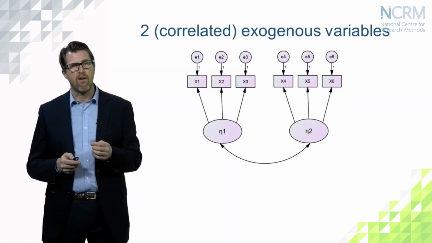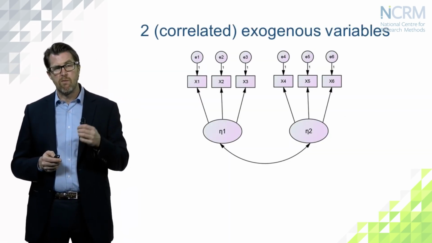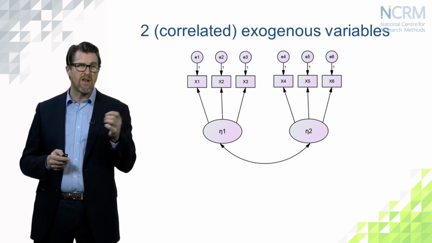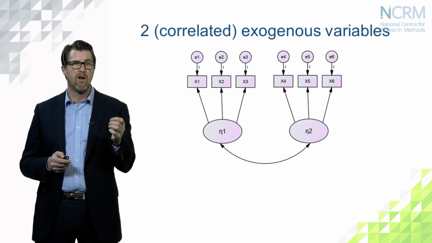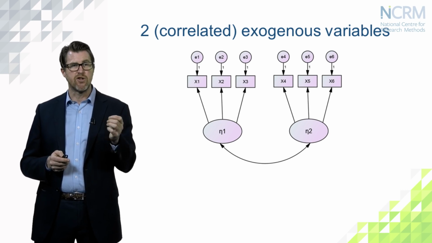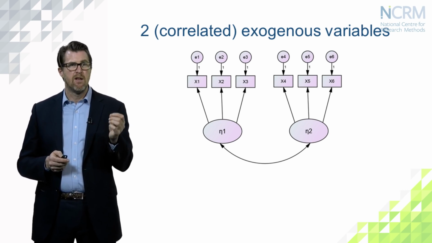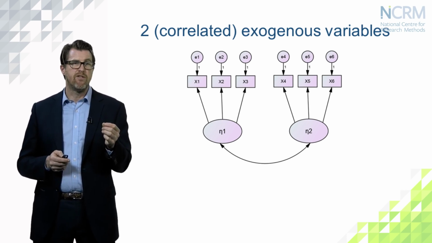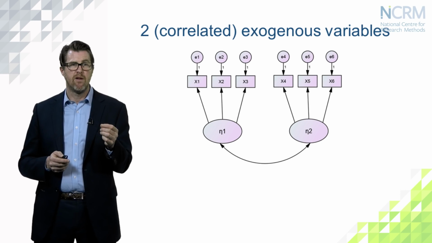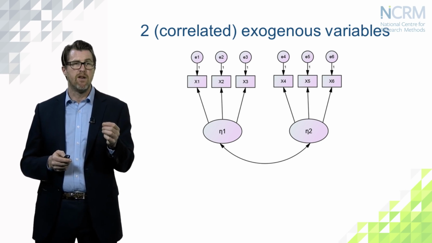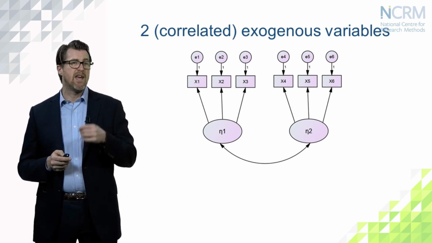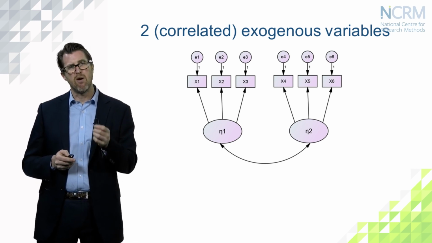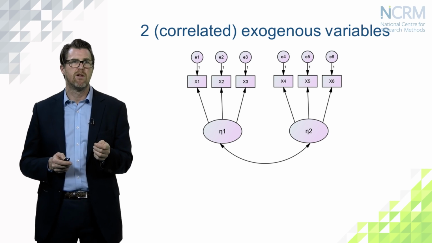In this path diagram, which we've already seen, now we can distinguish what kinds of variables these are. We've got two exogenous latent variables here. They're exogenous latent variables because there is no directional path pointing into either of them. Neither of them, therefore, has an error term. This is just a correlation that we're seeing here. So these are both exogenous in the model.